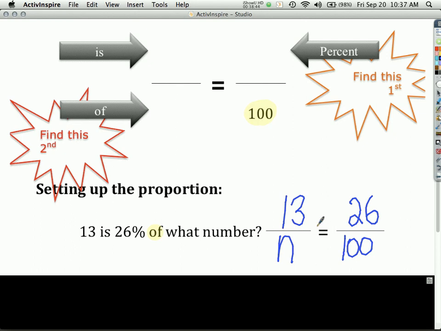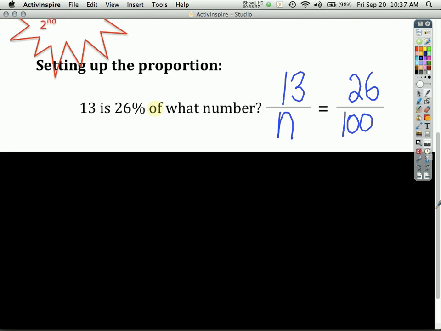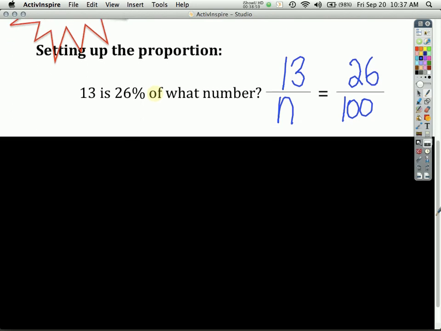Now, cross product, solve, or you may not even need to do that. You could probably figure it out, but we're not going to figure it out now. I'm just teaching you how to set it up. Any questions so far before we look at two other examples?